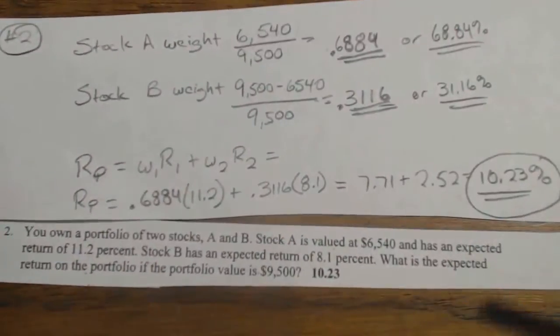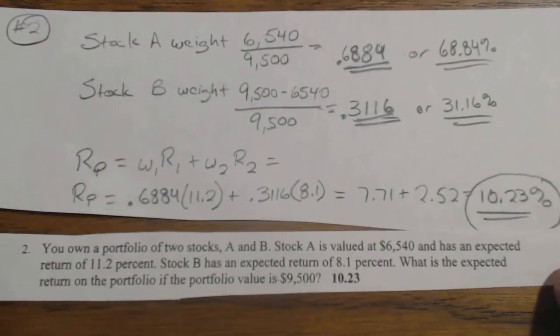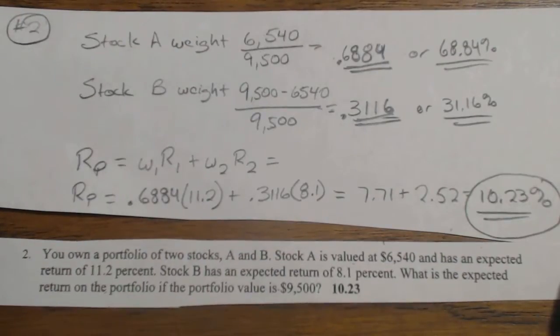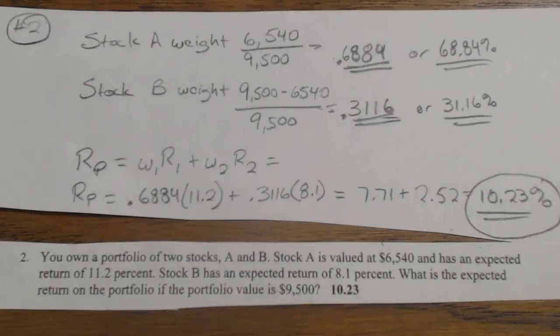Okay, problem number 2. Let's see if we can get this on the screen good. Okay, you own a portfolio of 2 stocks, A and B. Stock A is valued at $6,540 and has an expected return of 11.2%. Stock B has an expected return of 8.1%. What is the expected return of the portfolio whose value is $9,500?